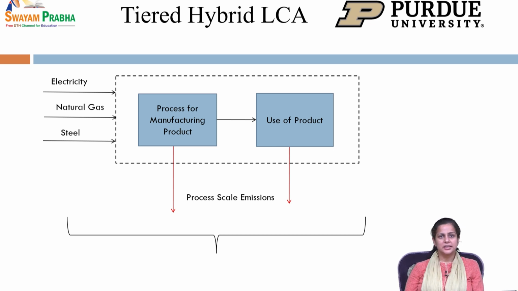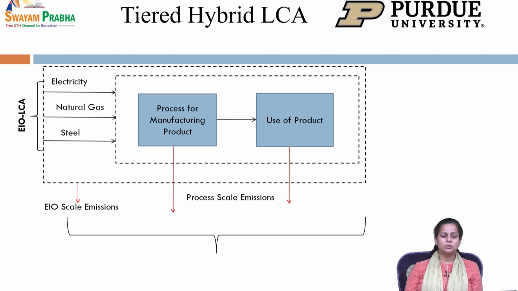So, in tiered hybrid LCA, let us consider this LCA, and we have two processes in our system boundary. One is the process for manufacturing the product. It can be any product that we are looking at, and we are using the product. So, for these two processes we have full information of input and output. So, we have the process scale emissions for both of these life cycle stages, and we know that for the process of manufacturing we have electricity, natural gas and steel input. So, we have that upstream information, but we do not have information about the process of steel manufacturing or the process of natural gas and the process of electricity generation.